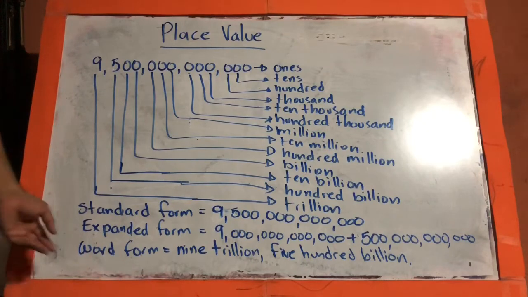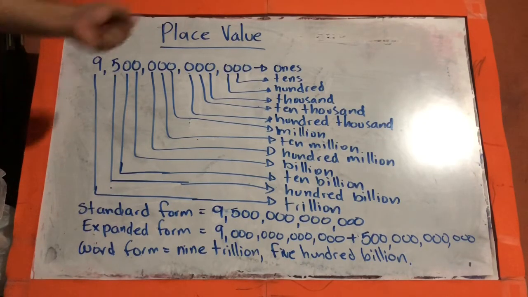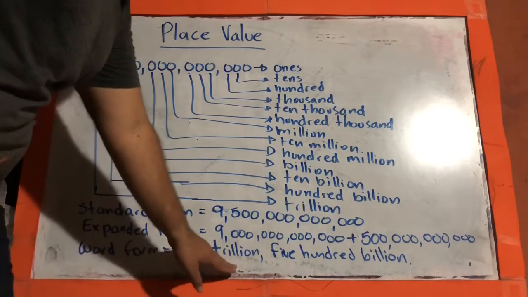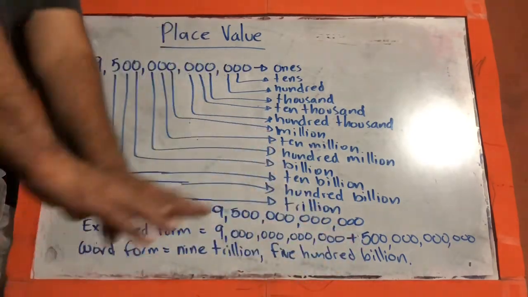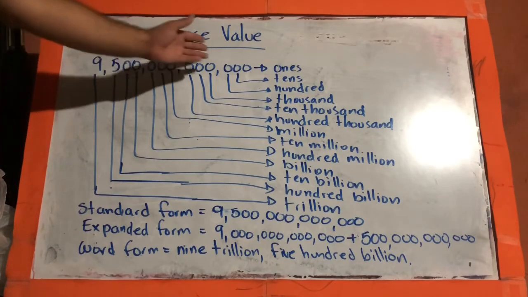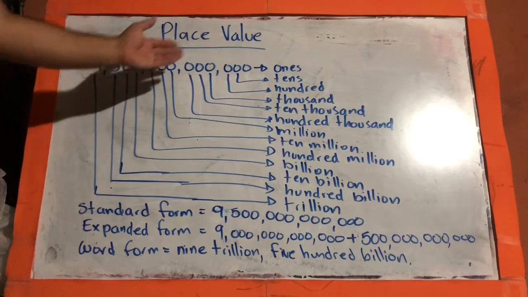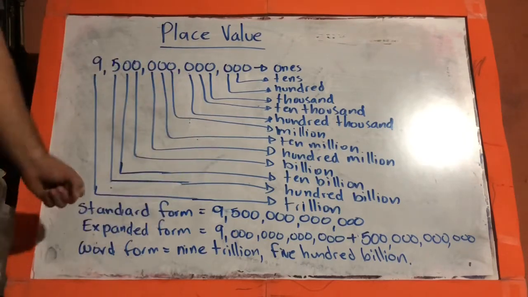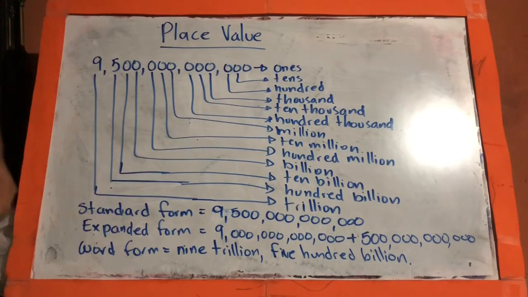And in word form, I'm going to write this number in words. How do we say this number? 9,500,000,000,000, and that is all. That is how you write this number. If we had numbers different from 0, we need to write them in word form or in expanded form. Okay?